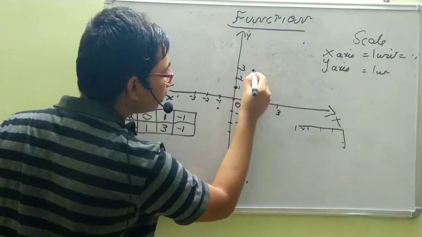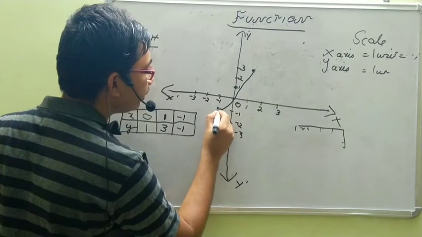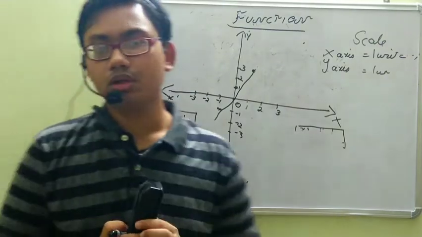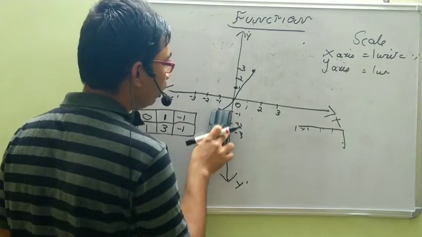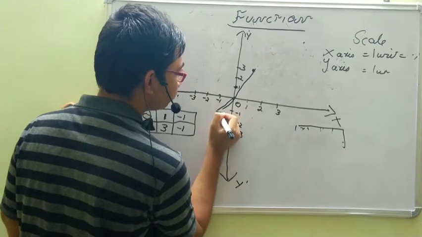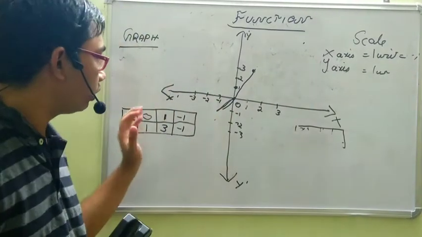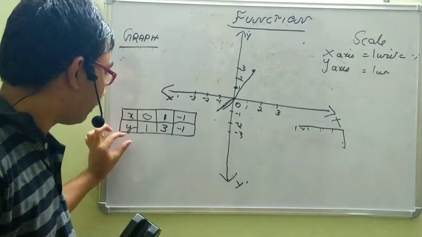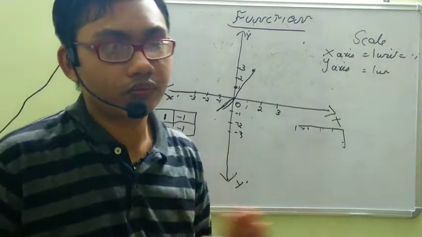Now we will join these. It will be a straight line because the relationship is linear. This is the graph of the function. It will come like this. So this is regarding the graph of a function. You just take this table, put values of x, find the value of y, plot the point, and join the line. This is about functions.